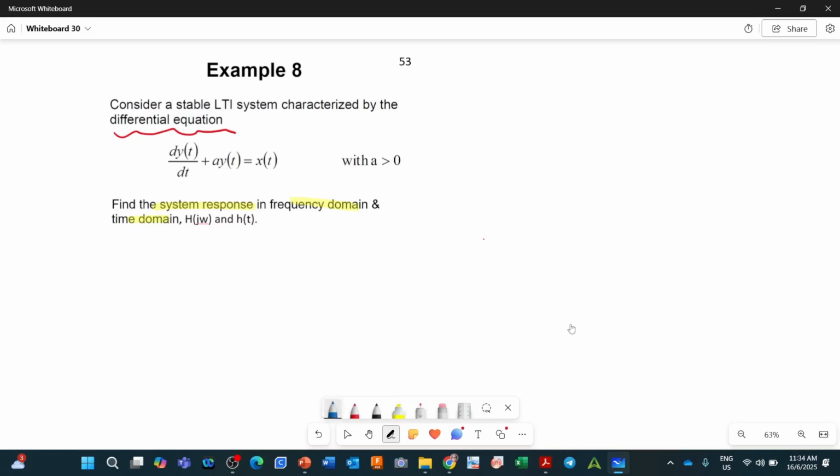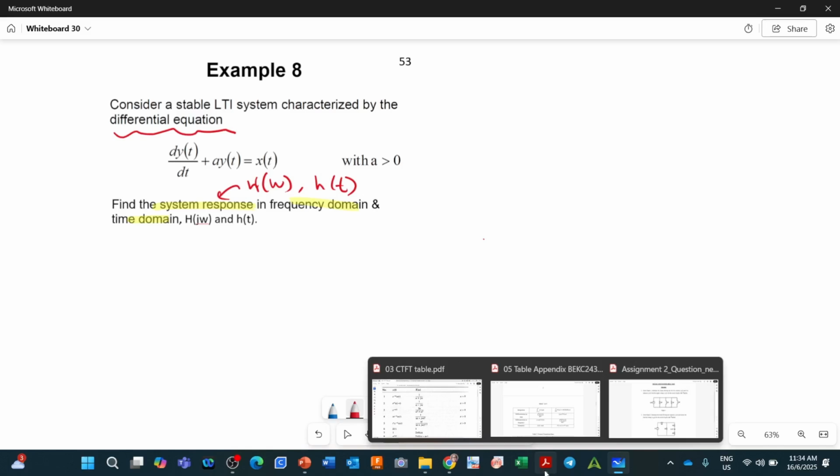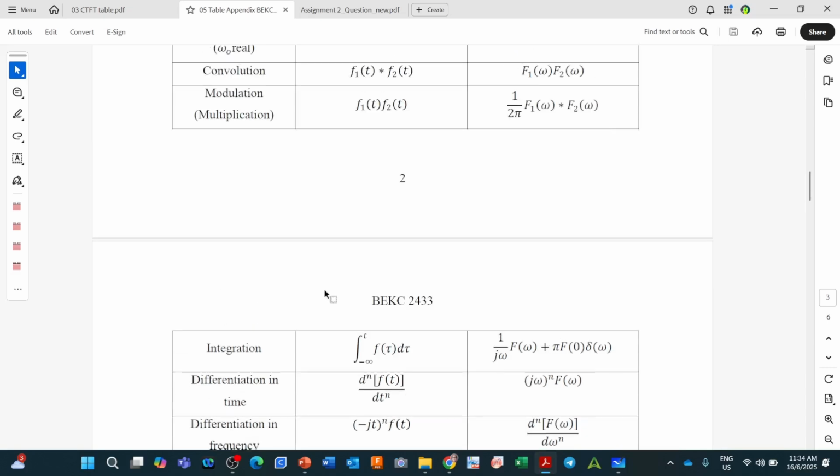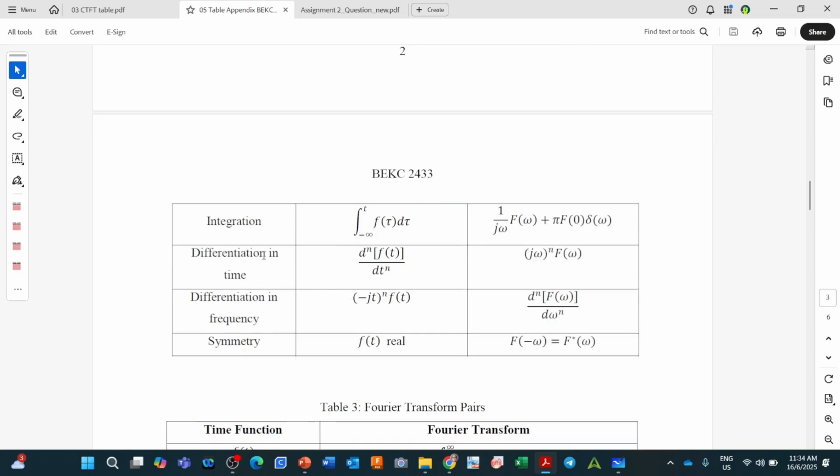So for the frequency response, directly you know that they ask you to find H basically. In frequency domain means H(omega). Time domain is h(t). Right? So how we are going to do this is we are going to use the Fourier transform table. If you look at this table, you can see that this is under the properties of Fourier transform.